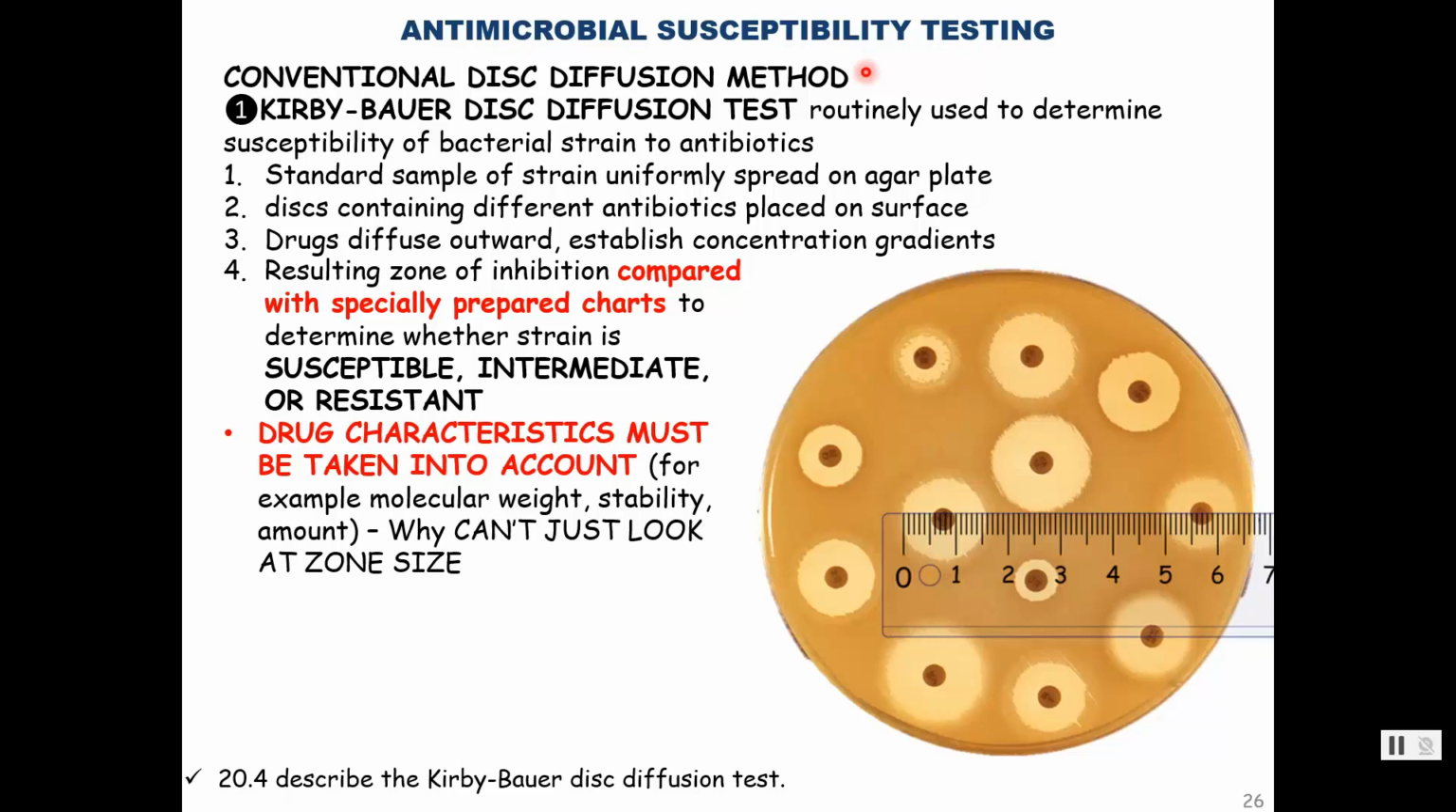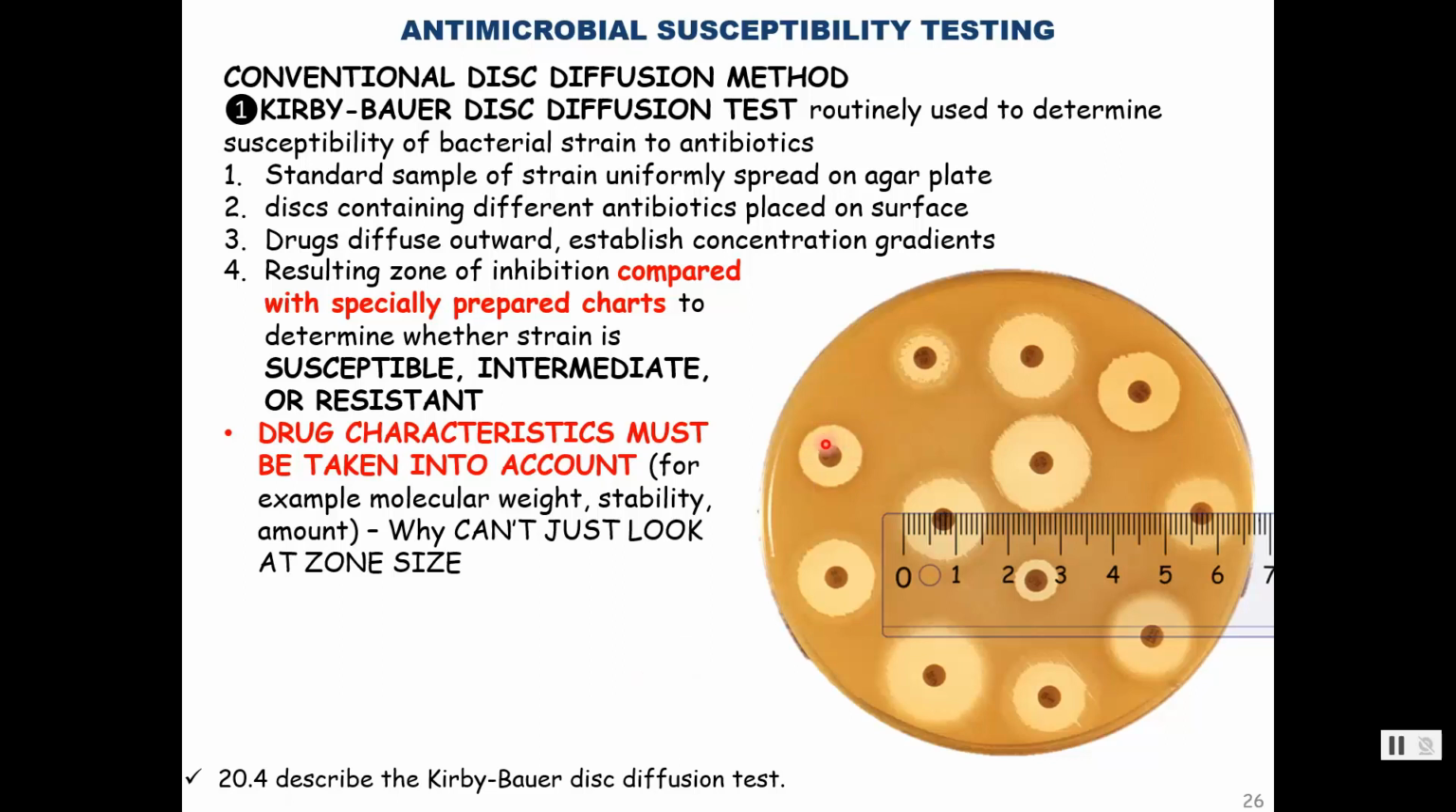And so what you would do is you would take a plate and you would make a lawn of bacteria. So you would have a standard sample of whatever strain you're trying to test, and you'd spread them uniformly. And then there's discs of antibiotics, and they're sold in certain concentrations, and so you buy them. And so then you would place a disc onto the agar plate, and then you would incubate it.